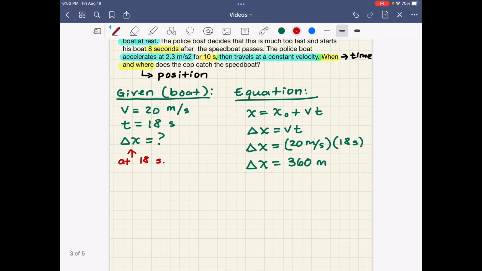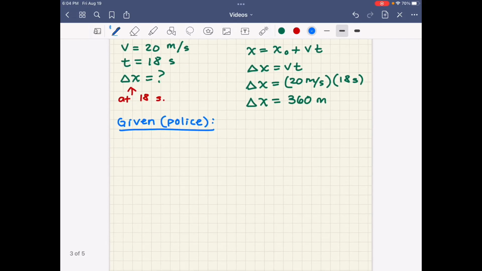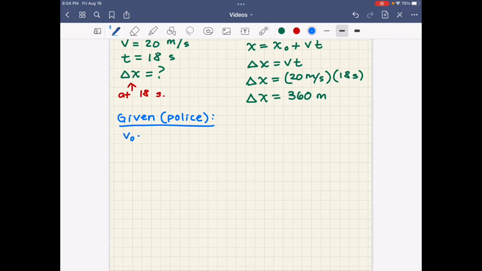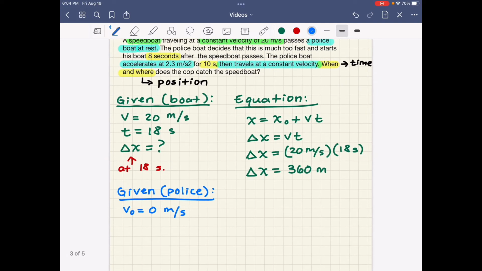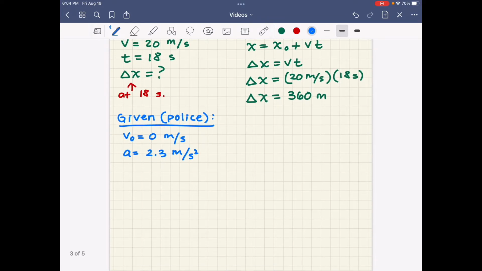So now, let's see what we have for the police, right? So given police, we know he was at rest, so that means his initial velocity is 0 meters per second. Then, we'll deal with the time later, right? Then he accelerated at a rate of 2.3 meters per second squared. And he accelerated for 10 seconds. So his time is 10 seconds.